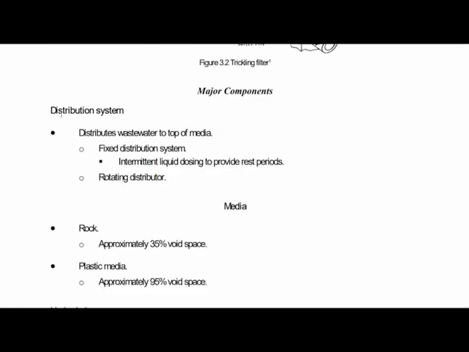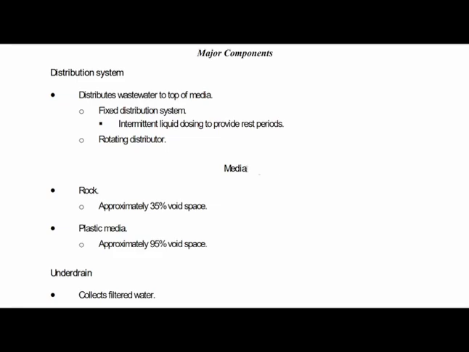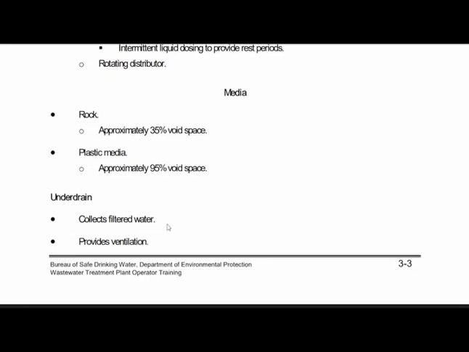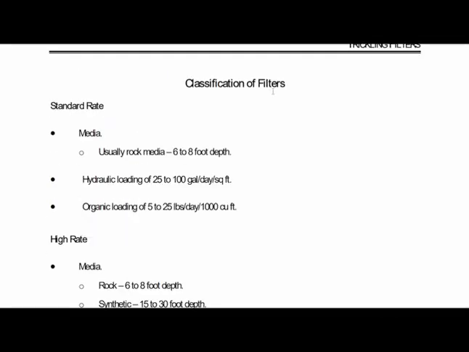All right, so this is a distribution system. It distributes water from the top of the media: fixed distribution system, intermittent liquid dosing to provide rest periods, rotating distributor. And the media types are rock, which is approximately 35% void space, and plastic media, approximately 95% void space. And the underdrain collects filtered water and provides ventilation.